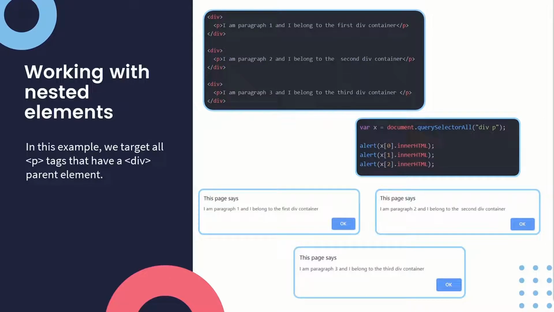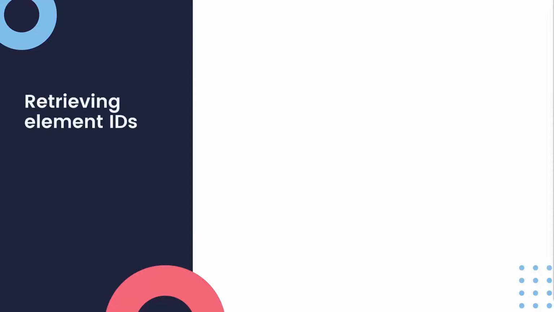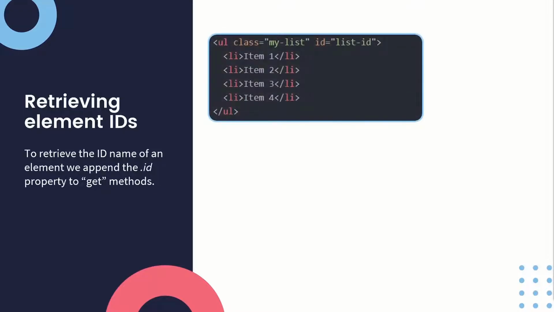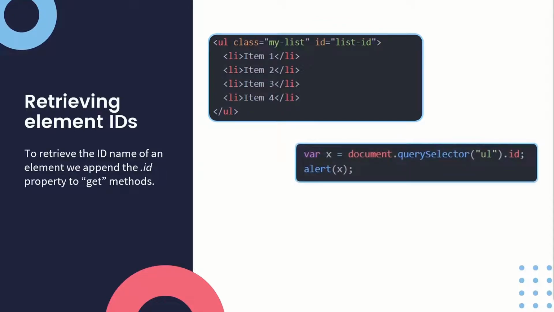Now, as you can see, there is just so much that we can do with JavaScript. We could even take it a step further and retrieve the IDs of the elements that we create in our HTML document. To do this, we simply append the .id property to get methods. Let's see an example in action. And in our code snippet here, we've pretty much got a very similar example to the previous one where we have an unordered list with 4 list items. And the idea here is to retrieve the list ID. So how do we do this? Let's have a look at our JavaScript code. First, we create a variable called x. We then set this equal to document.querySelector.